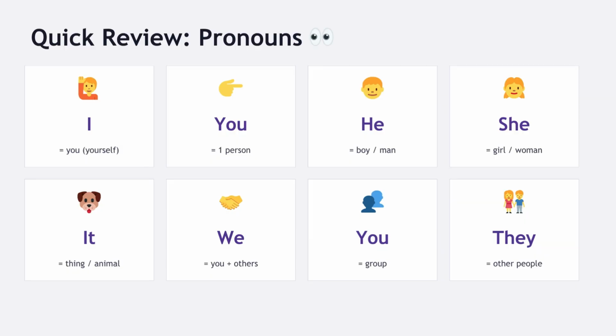First, a quick review. Do you remember the pronouns? Let's check. I, that's you. You, that's the person in front of you. He, a boy or a man. She, a girl or a woman. It, a thing, an animal. We, you and me together. You, a group of people. And they, other people. Okay, so now let's meet the verb to be.